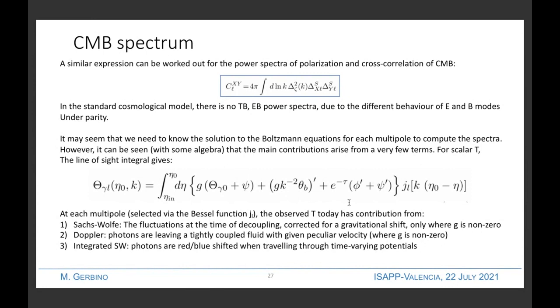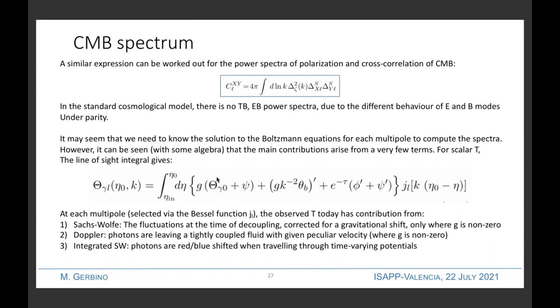The G function that appears in the Sachs-Wolfe and Doppler terms is the so-called visibility function and has to do with the probability of a photon to scatter off an electron. So, as you can imagine, it is very peaked at the time when this scattering can happen, so at the time of recombination and at the time of reionization, and it's vanishing otherwise. So it only carries contribution at these two very distinct epochs along the line of sight.